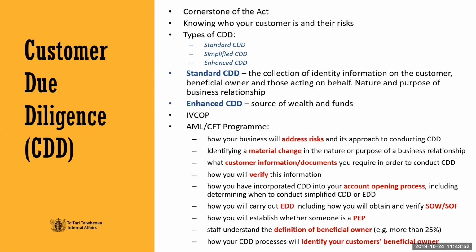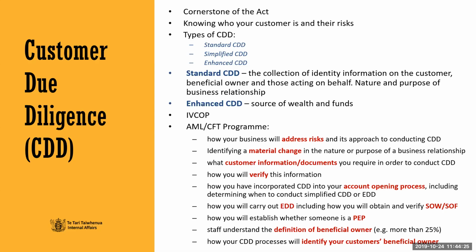How you will establish whether someone is a politically exposed person or a PEP. Your program should describe how you will define, identify and deal with customers who are PEPs. So for example, if you use the services of a commercial PEP list provider, this should be detailed in your program, and how your senior management will approve establishing or continuing business relationships with PEPs, and how you'll manage and mitigate the money laundering, terrorism financing risks associated with PEPs.